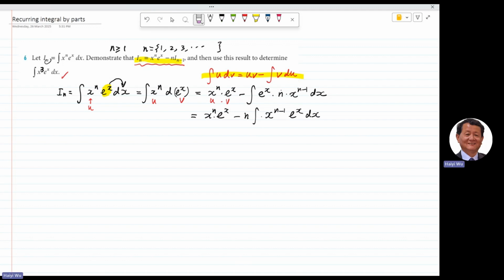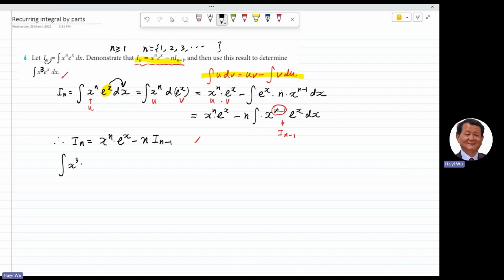So you can see this is the recurring formula. So this is I to the power n minus 1. So you can see here n is reduced by 1. So therefore, you proved In is x to the power of n times e to the power of x minus n times I n minus 1.